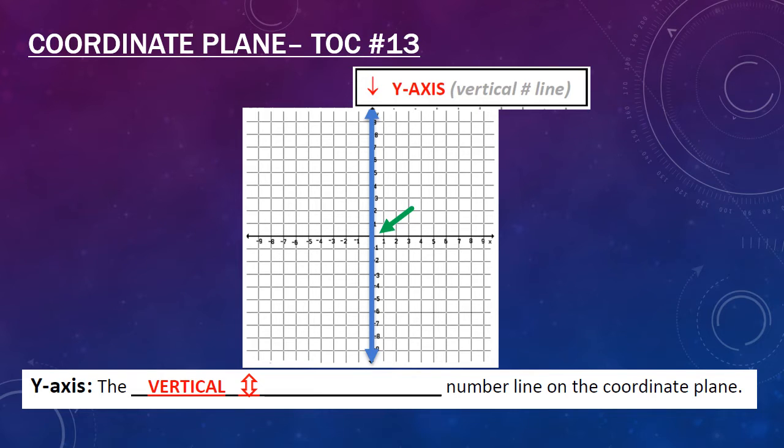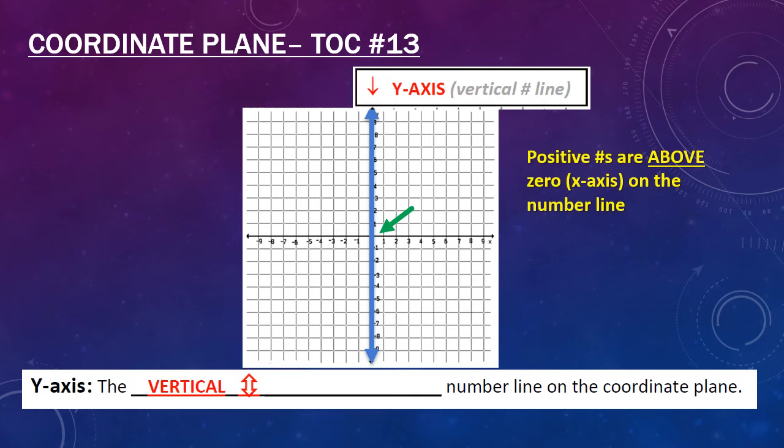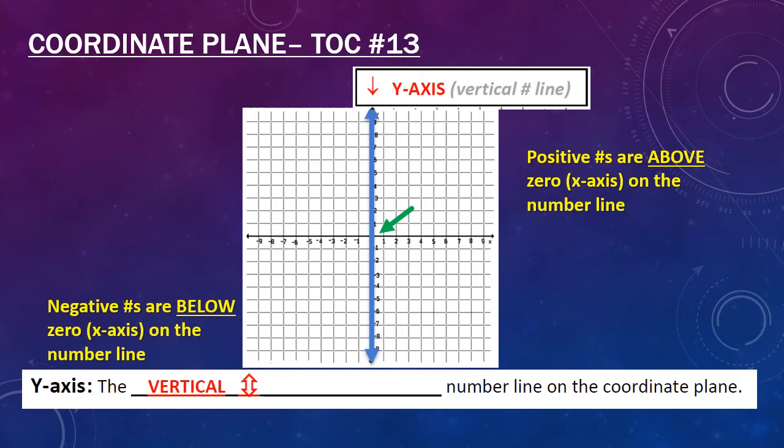And this one is very similar to the horizontal number line, where your positive numbers are above 0 and your negative numbers are below 0. So sometimes I tell students to think of the x-axis, the horizontal number line, as your ocean, and on the y-axis, anything that's above the ocean or above the water is positive. Anything that's below the water is negative. So that's an easy way to remember the coordinates on your y-axis.